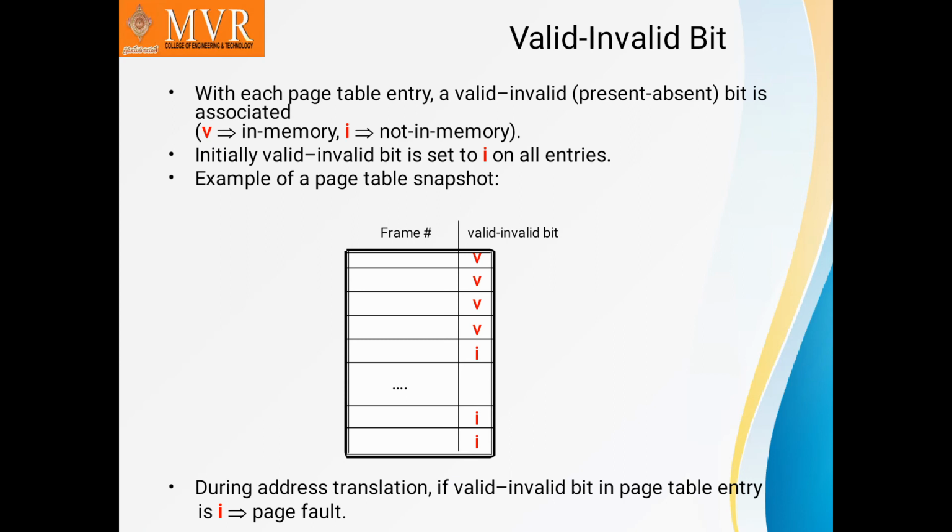Valid bit and invalid bit. How do we calculate the valid and invalid bit? Valid bit means present and invalid bit means absent. Initially, all bits are set as I, and a valid bit we set as V. See this picture, you can clearly observe the frame and the valid or invalid bit there. If the data is there, then we put V. If there is no data, which means absent, we put I.